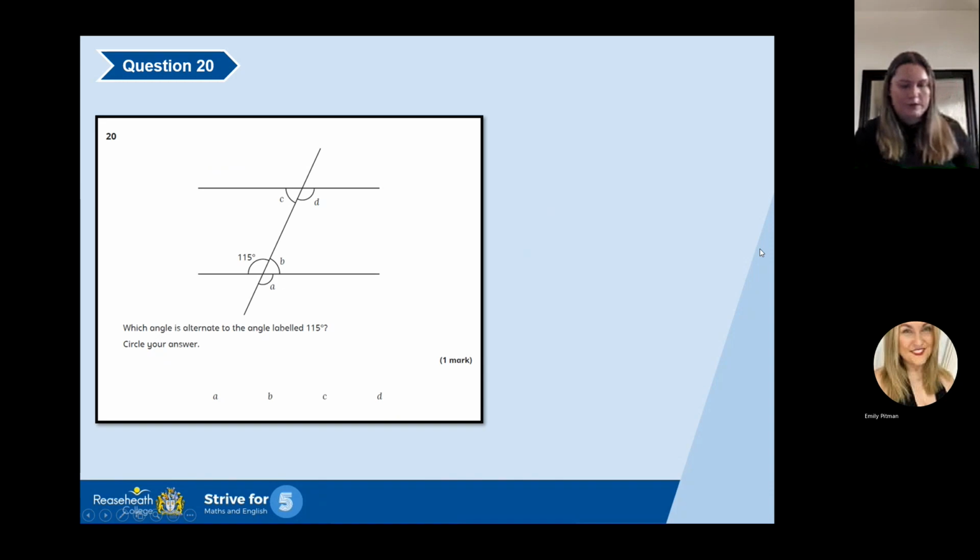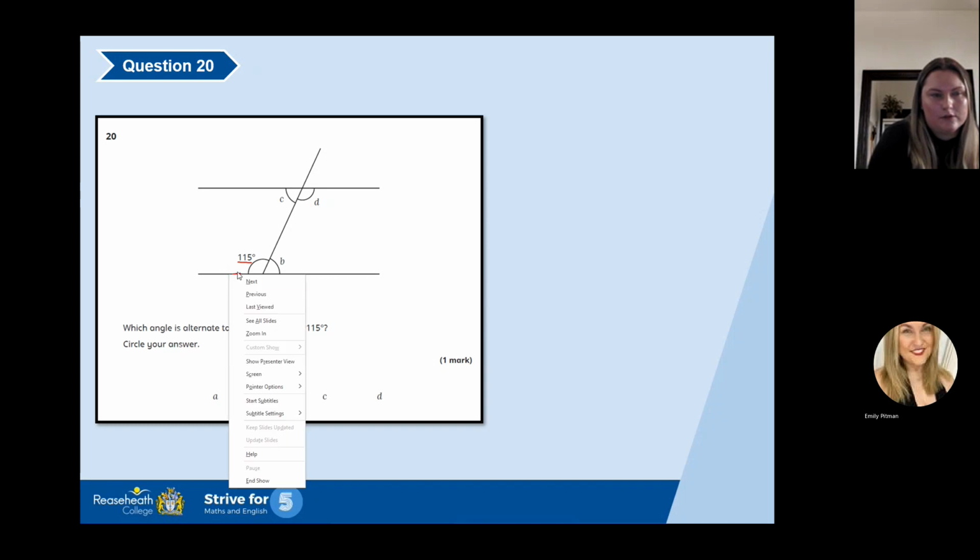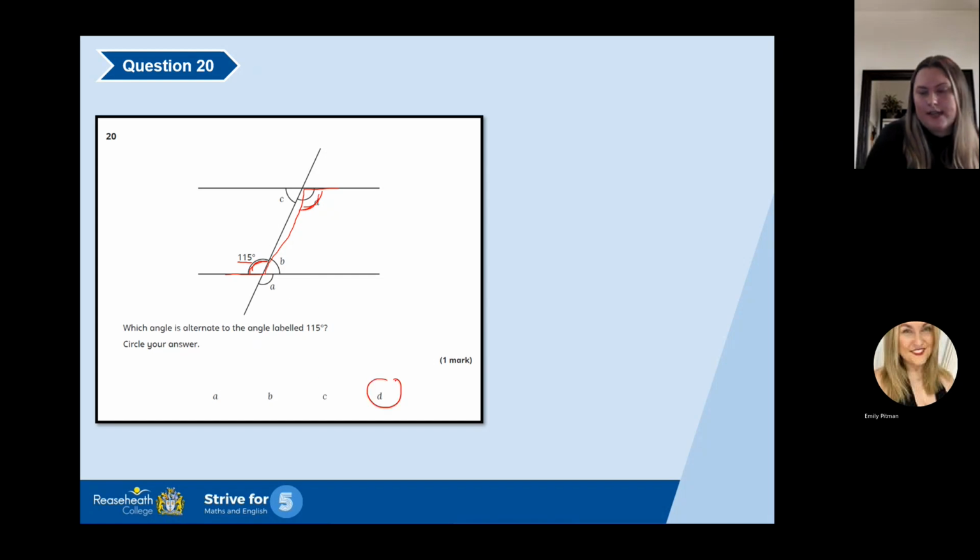Okay. Next, we're going to go through angles. Which angle is alternate to the angle labelled 115? So we've got 115 here. Which one is alternate? We've got the options of A, B, C and D. Alternate angles are in a Z shape. So let me show you. We've got a Z, awful drawing, Z. So we've got this angle here and this angle here. So the answer would be D.